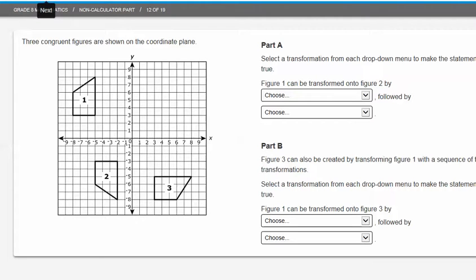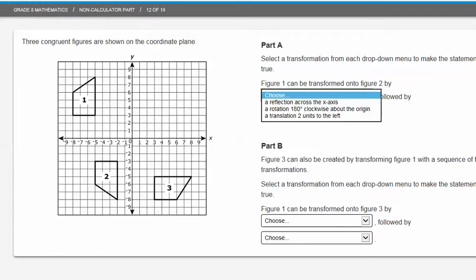Figure 1 can be transformed into figure 2 by a reflection over the x-axis. Well, if that were true, it would end up somewhere around here. And it would be facing the correct way, but it wouldn't be in the right place. So we know that's not right. A rotation of 180 degrees about the origin. Well, that would give us the figure way down here. A translation of 2 units to the left. Well, obviously not.